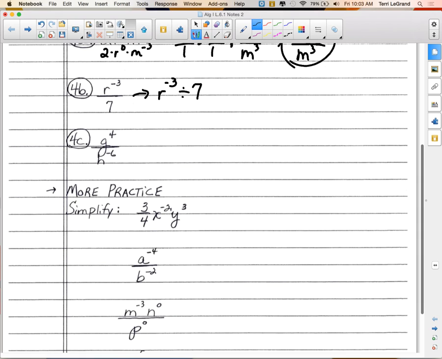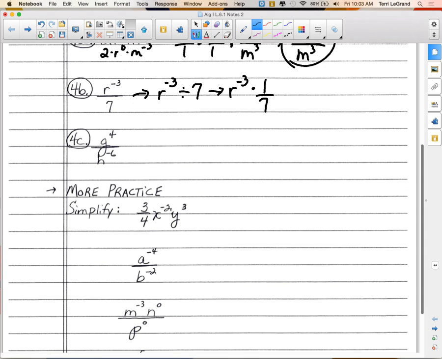And then remember, we can change division to multiply by the reciprocal. So we're going to change this to r to the negative 3 times the reciprocal of that 7. Can we just put a 1 underneath r to the negative 3 now and just multiply? Yep. What's it going to do if we did that? Take us back right where we started.